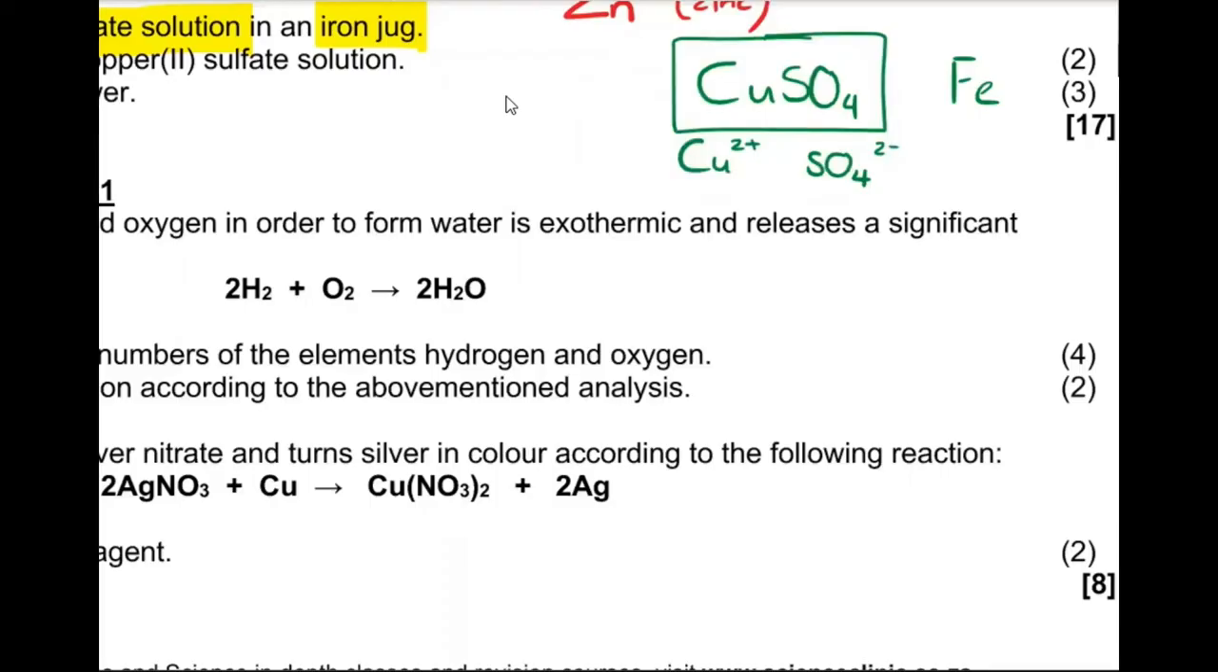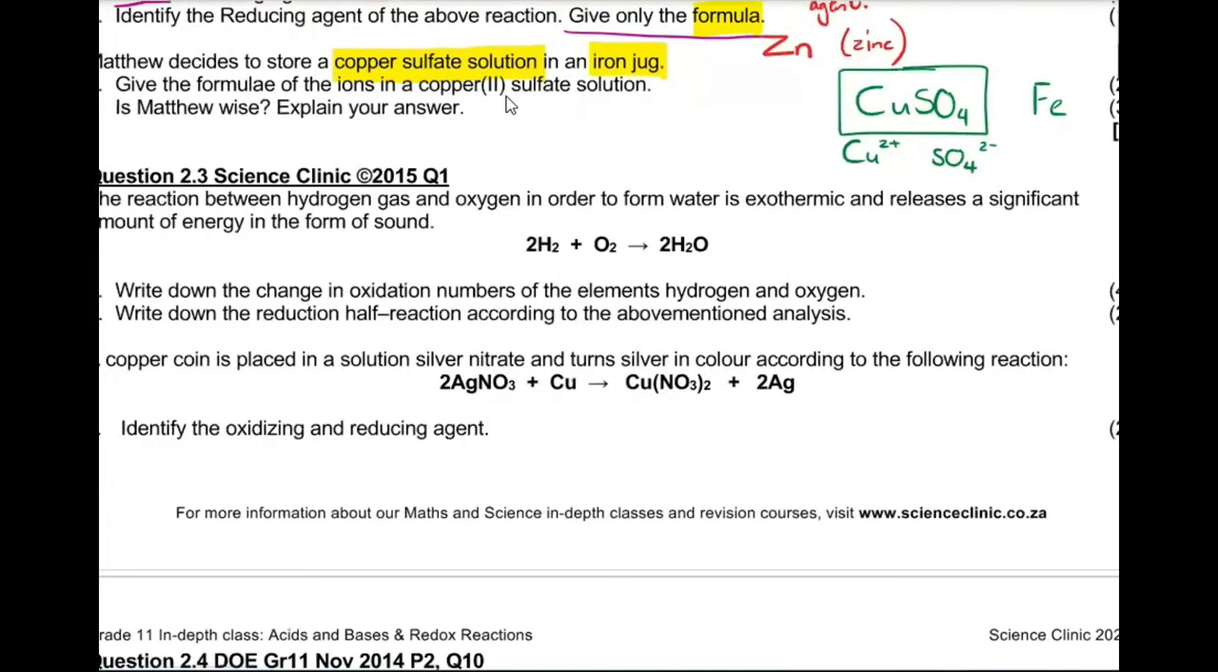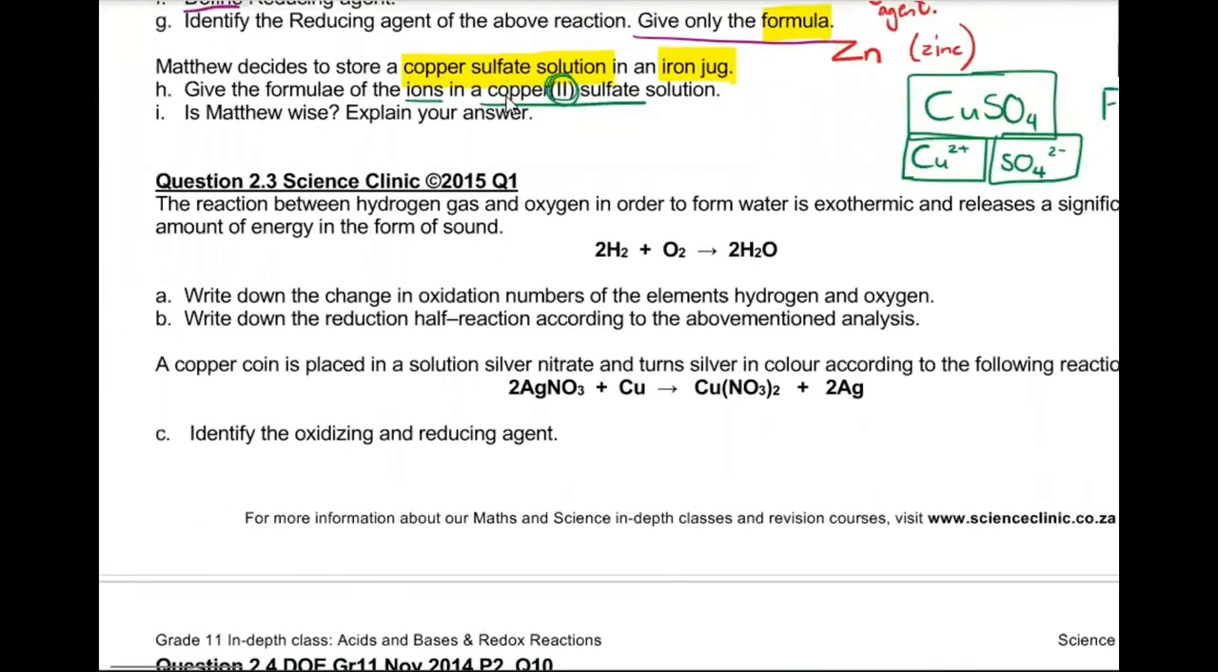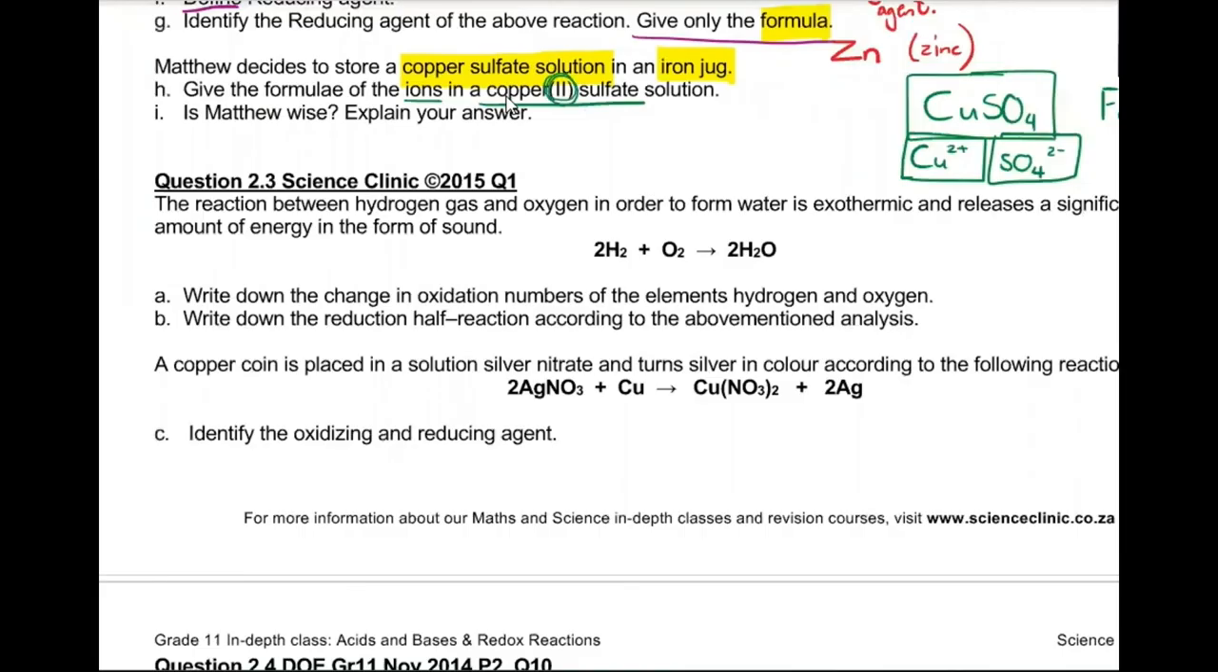And there you answered the question, because they merely asked us to give the formula of the ions in copper sulfate. And quite sneakily, they already said copper 2. So you should have known that it is 2+. All right, so Cu 2+ and SO4 2-. Cool, the last question, and I can sort of imagine that some of you are sighing and starting to stretch. Is Matthew wise? Explain your answer. Is he wise to place the copper sulfate in an iron jug?